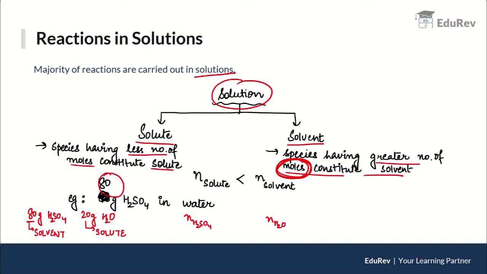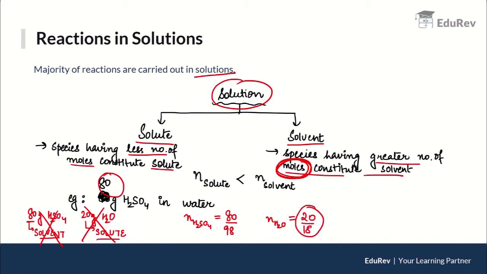Like it is given 80 gram of H2SO4 in water. So if you see by mass, then you can say that 80 gram H2SO4 is there and 20 gram water. तो आप क्या सोचोगे कि 80 ग्राम ज्यादा है, that means H2SO4 मेरा solvent हो जाएगा और 20 ग्राम water मेरा solute हो जाएगा. But you will end up doing wrong. You have to check moles. So अगर आप moles of H2SO4 निकालोगे तो वो क्या हो जाएगा 80 divided by 98, whereas number of moles of water क्या हो जाएगा 20 divided by 18.